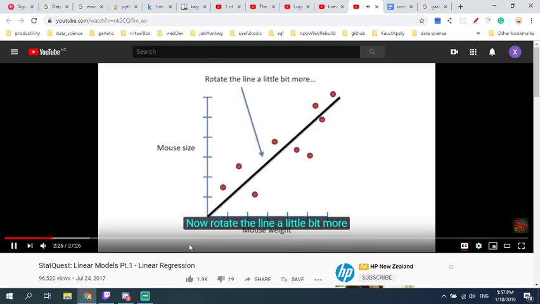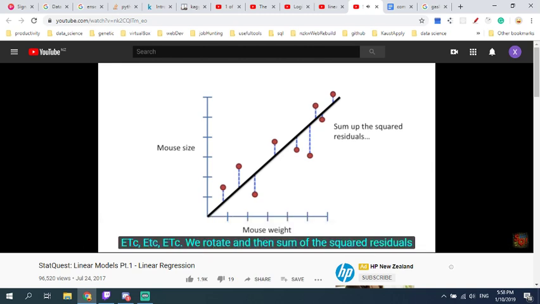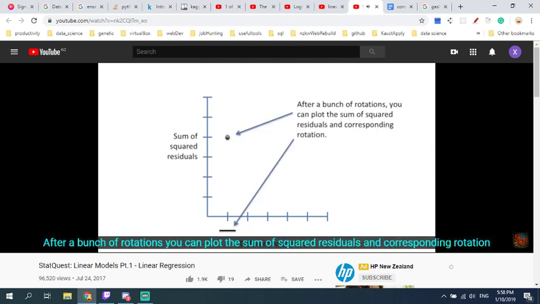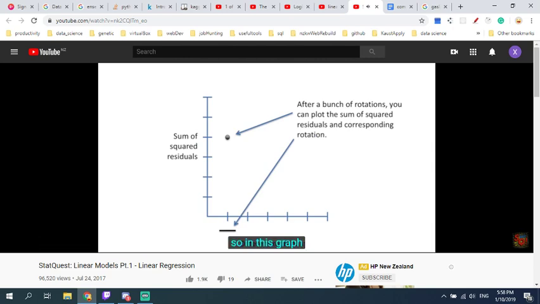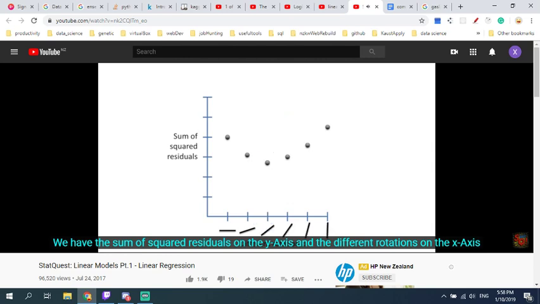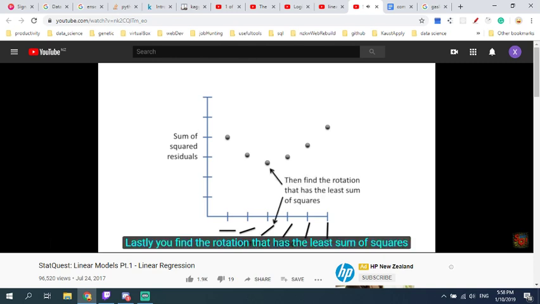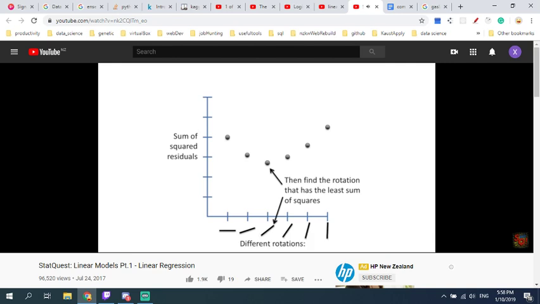Now rotate the line a little bit more. Sum up the squared residuals, etc., etc., etc. Just keep doing that. After a bunch of rotations, you can plot the sum of squared residuals and corresponding rotation. So in this graph, we have the sum of squared residuals on the y-axis and the different rotations on the x-axis. Lastly, you find the rotation that has the least sum of squares.